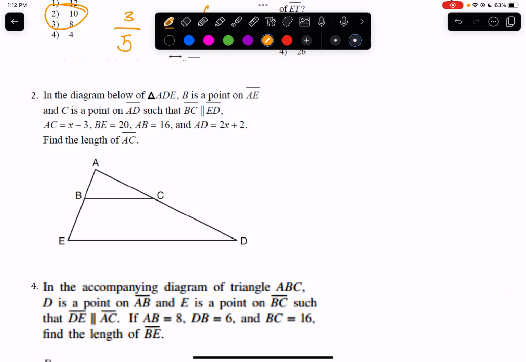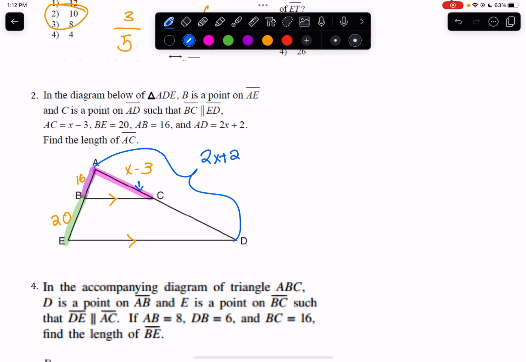Okay, so now we got some algebra going on. We've got parallel lines. We have AC. AC is x minus 3. BE is 20. AB is 16. So we have 16, x minus 3, 20. And then AD, which is the whole thing, is 2x plus 2. Find the length of AC. So I want to know what this guy is going to be.